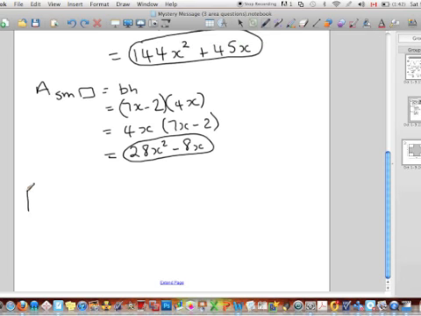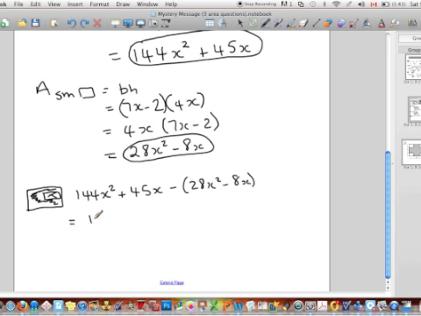And we decided before that we were going to take the large rectangle, cut out the small one, and then we will have the shaded area. So I'm going to do just that. I'm going to write down the expression for the area of the first rectangle, 144x squared plus 45x. I'm going to subtract the area of the second rectangle. I don't know what the value is, but this is the expression.